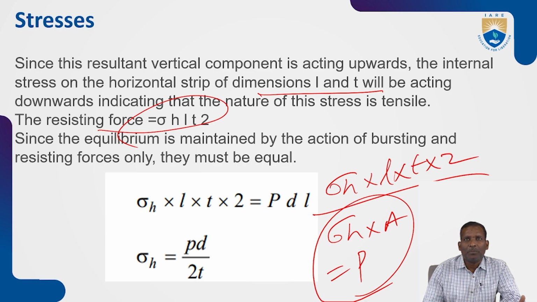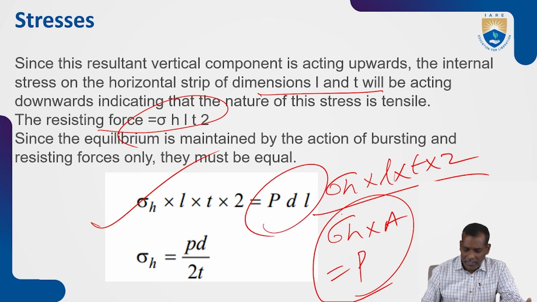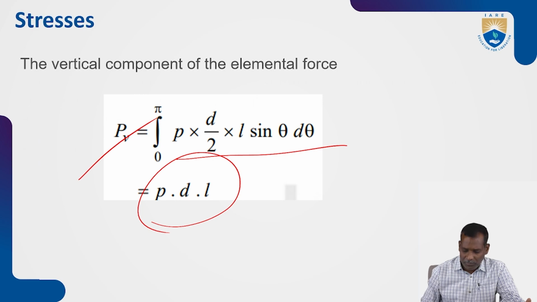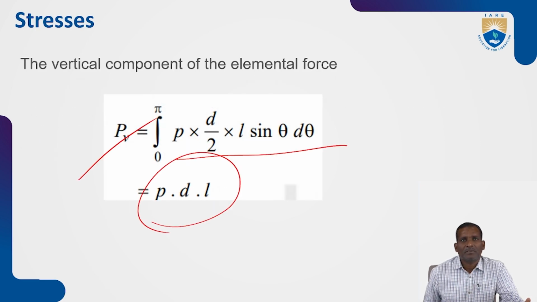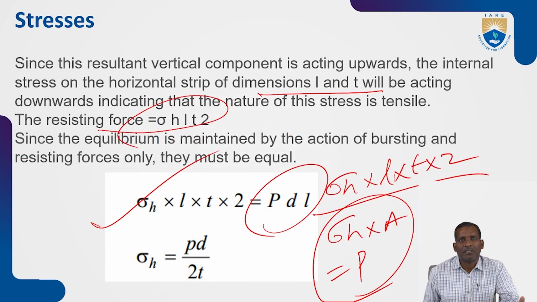So the equilibrium is maintained by the action of bursting and resisting force only. The resisting force is sigma h into L into t into 2, and the bursting force is PdL. We have already calculated the vertical component of the elemental force. This is the bursting force. The pressure acting on the curved surface acts normal to the surface and in different directions at different points along the surface. Whenever you integrate it with limits 0 to pi, we will get that bursting force PdL.